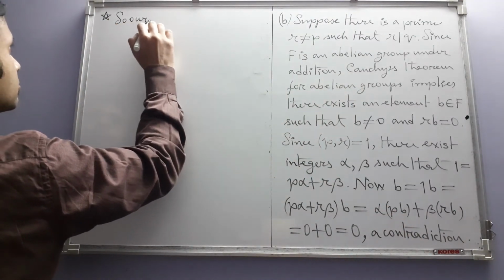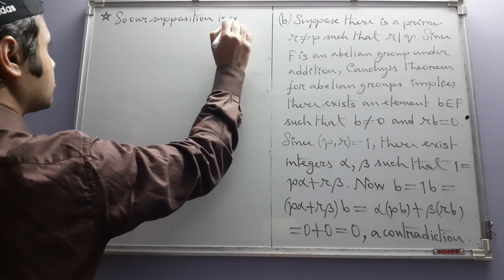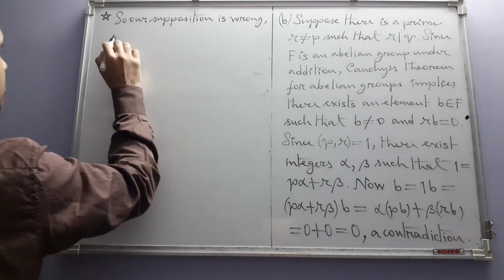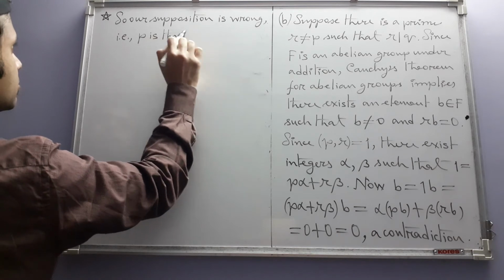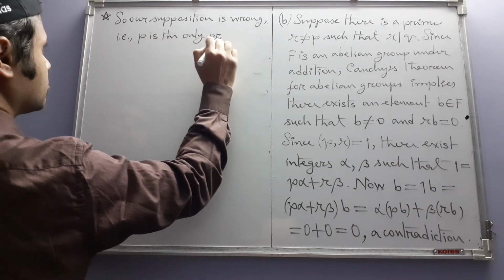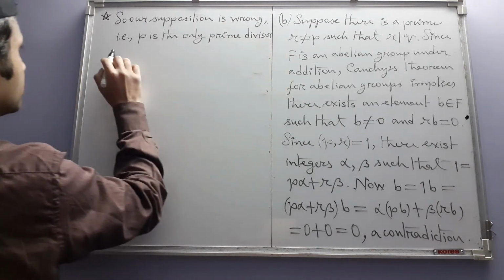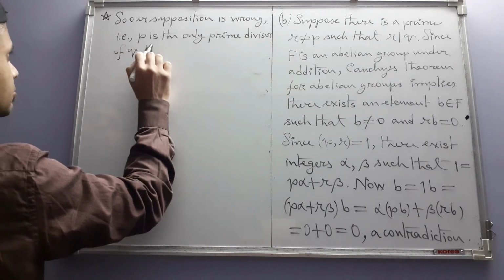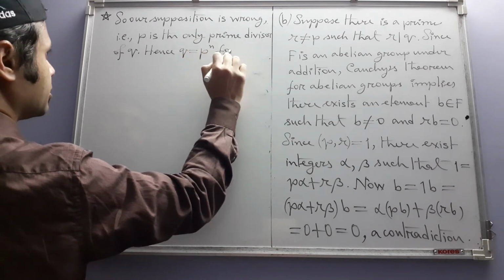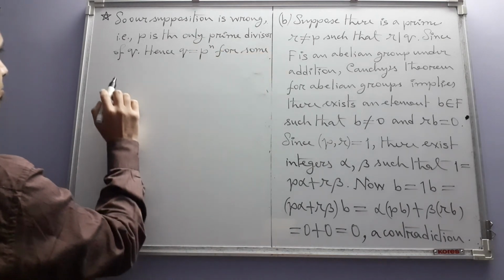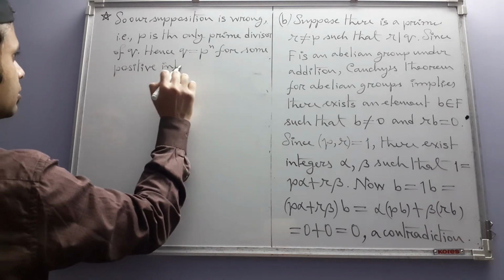So our supposition is wrong. That is, P is the only prime divisor of Q. Q is equal to P to the power n for some positive integer n.